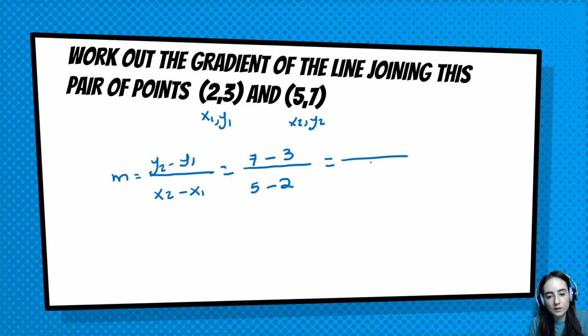All right, so let's look at the top. 7 minus 3 is 4. 5 minus 2 is 3. So we have 4/3. Yep. So our gradient is finally 4/3.